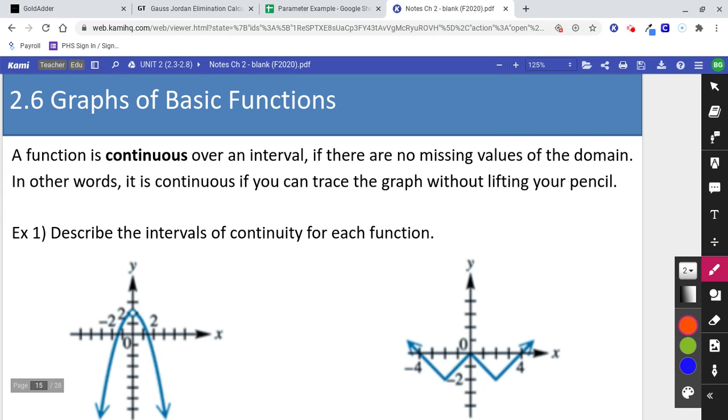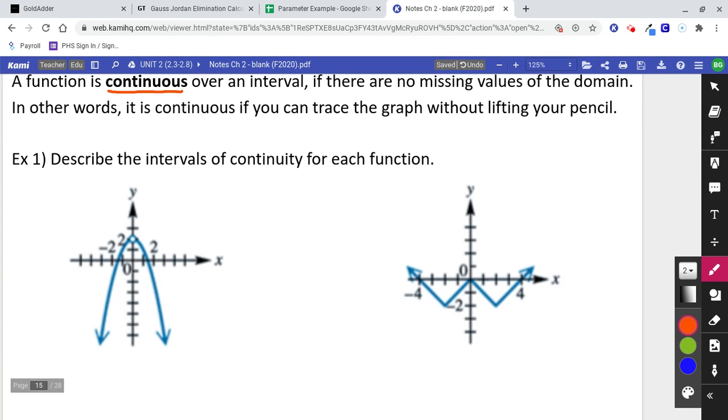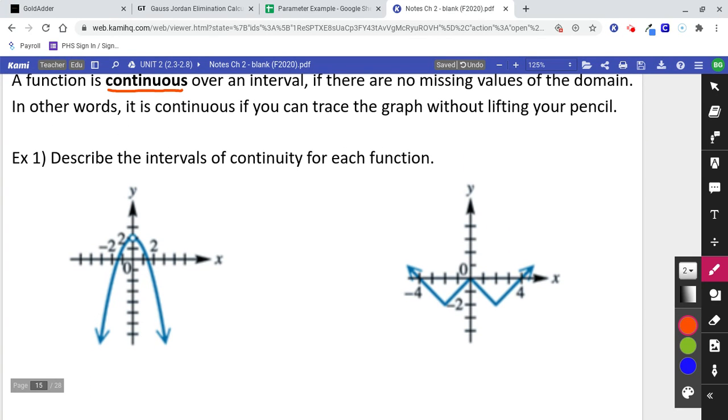2.6, graphs of basic functions. A function is continuous over an interval if there are no missing values of the domain. In other words, it's continuous if you can trace the graph without lifting your pencil. So the one on the right, the W shape, I can just trace the whole thing from left to right without lifting. So this is continuous.